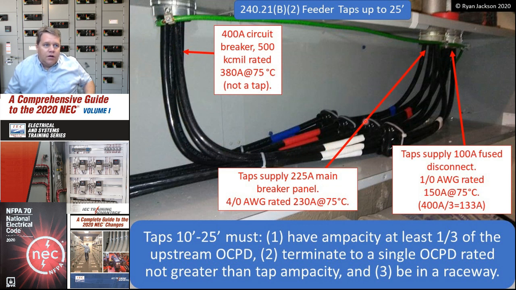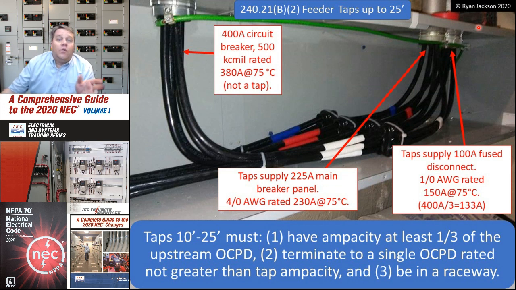I come down here and I add some terminals, and I've got a 225 amp main breaker panel, and I've got a 100 amp fuse disconnect. I want to supply both of those. So for my 225 amp main breaker panel, I just need a 225 amp wire, and that would be 4/0 copper rated 230 amps. So that's easy enough. Tie some 4/0 and you're good. For the 100 amp feeder circuit though, it's a little bit more complicated.